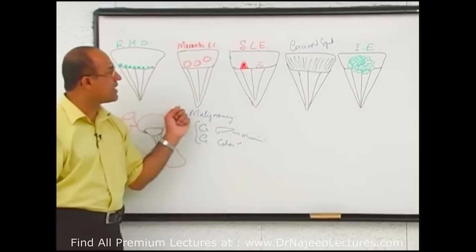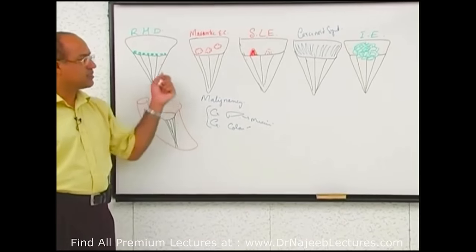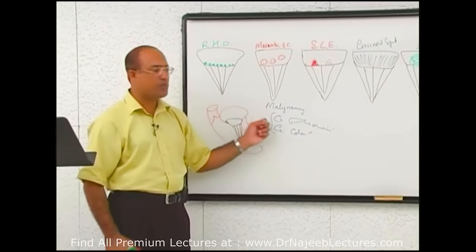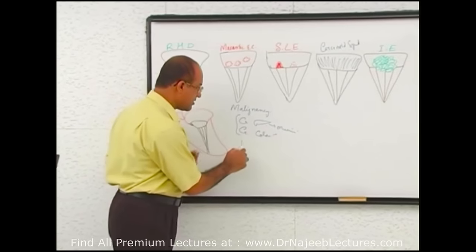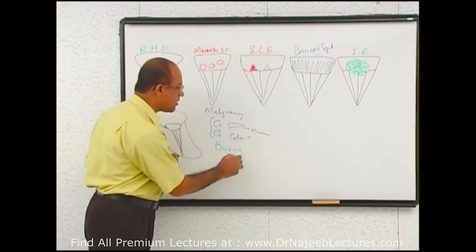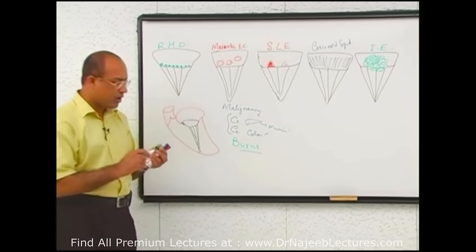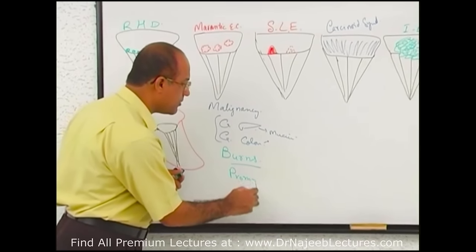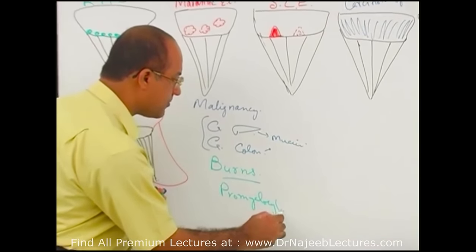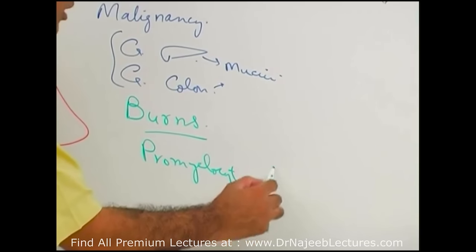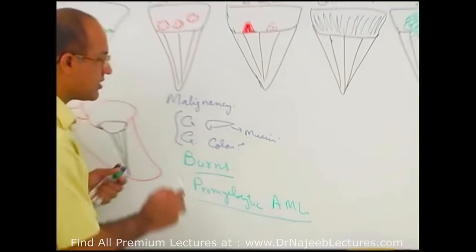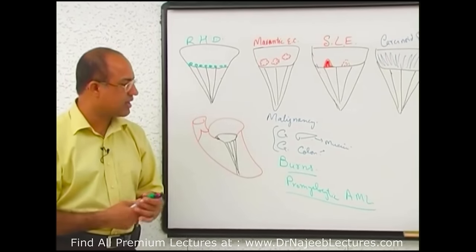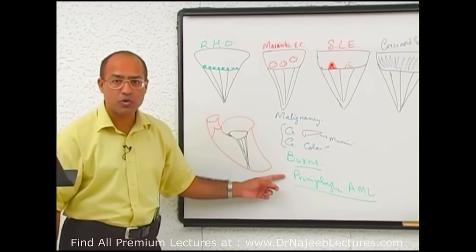But when we talk about marantic endocarditis, this person has a hypercoagulable state. It may be due to malignancy, or hypercoagulability may be due to burns. Someone develops extensive burns, blood may become hypercoagulable, or a patient who has promyelocytic acute myeloid leukemia, right? This type of leukemia also releases chemical substances which are procoagulant, right?